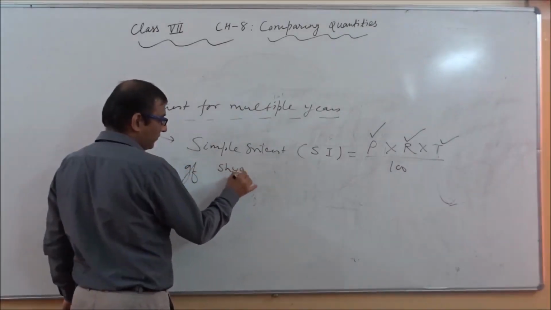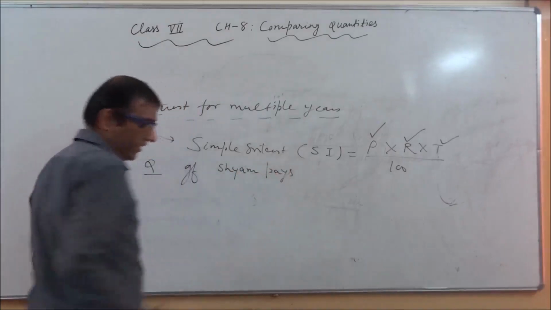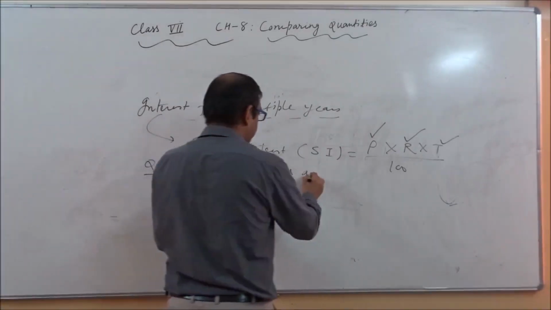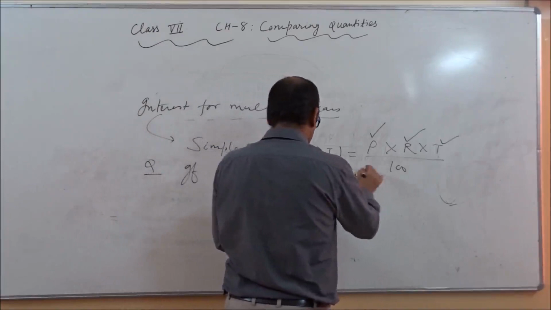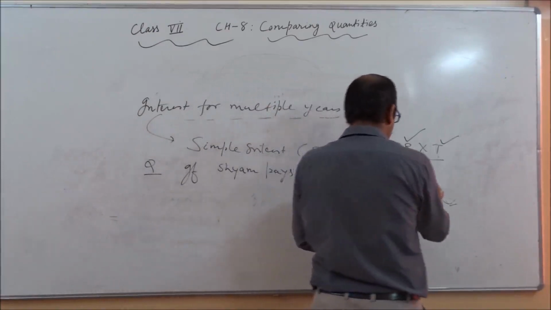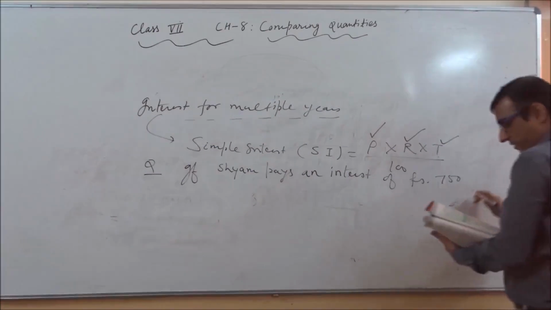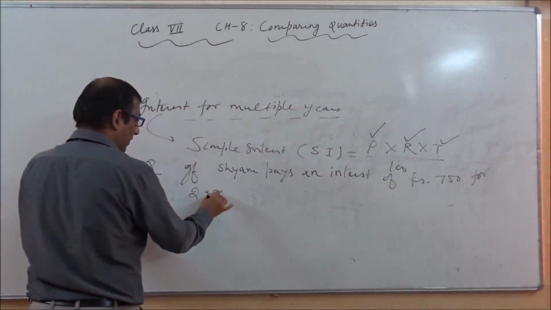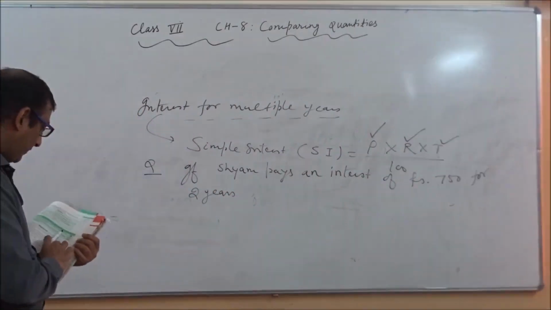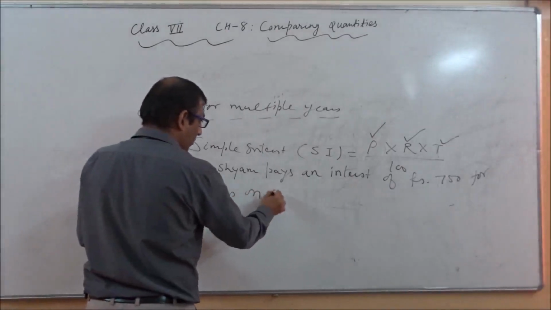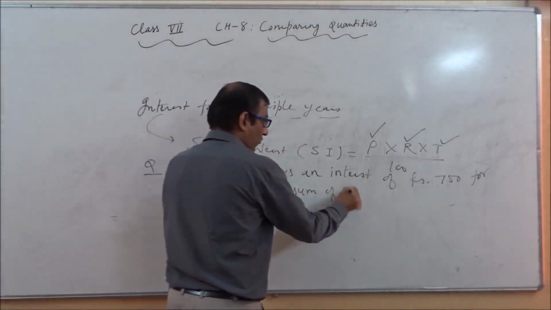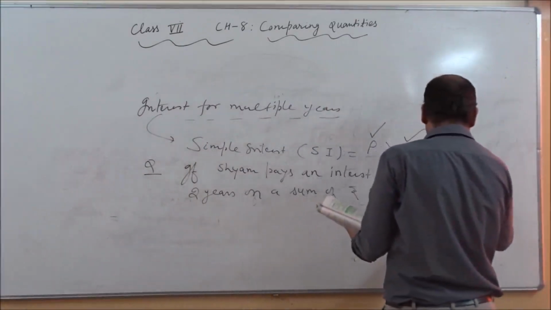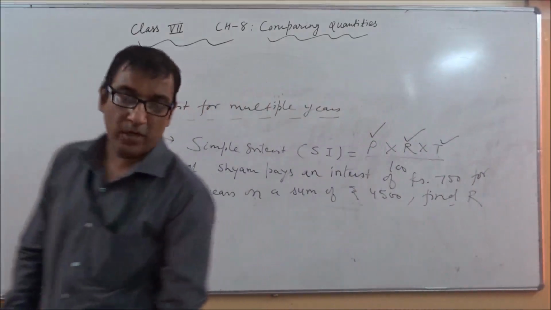I'm writing this question and then we will solve it. If Shyam pays an interest of rupees 750 for 2 years, the concept is related with multiple years, that's why I am taking here 2 years, on a sum of rupees 4,500, then find rate of interest. R means rate of interest.